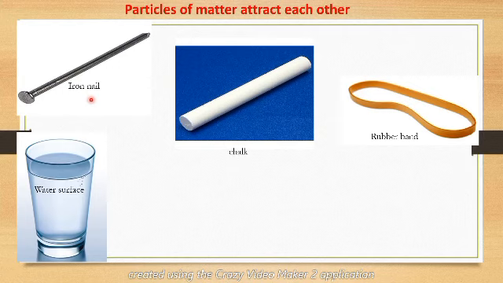Obviously, it is not possible. Why it is not possible to break this nail with our hands? The reason for this is that there is a force of attraction, or there is a strong attraction between the particles of iron. So these particles attract each other with a great force. In other words, we can say that there is a strong attraction between the particles of iron.